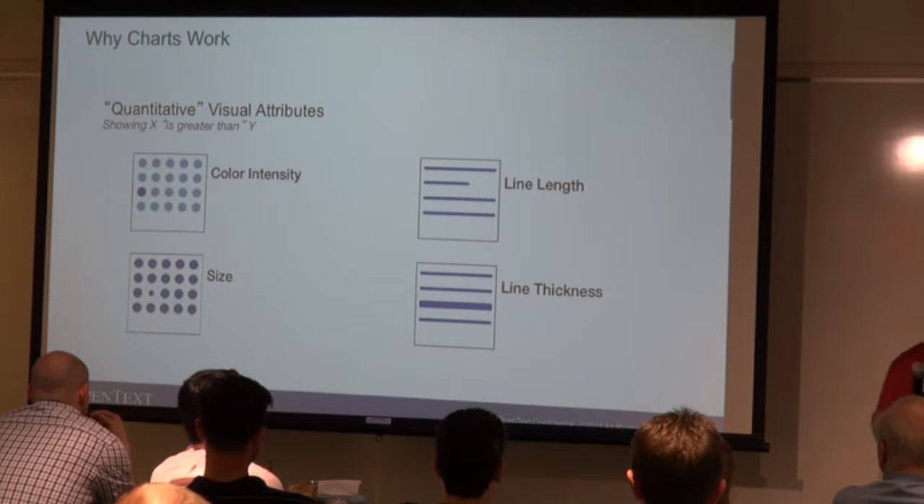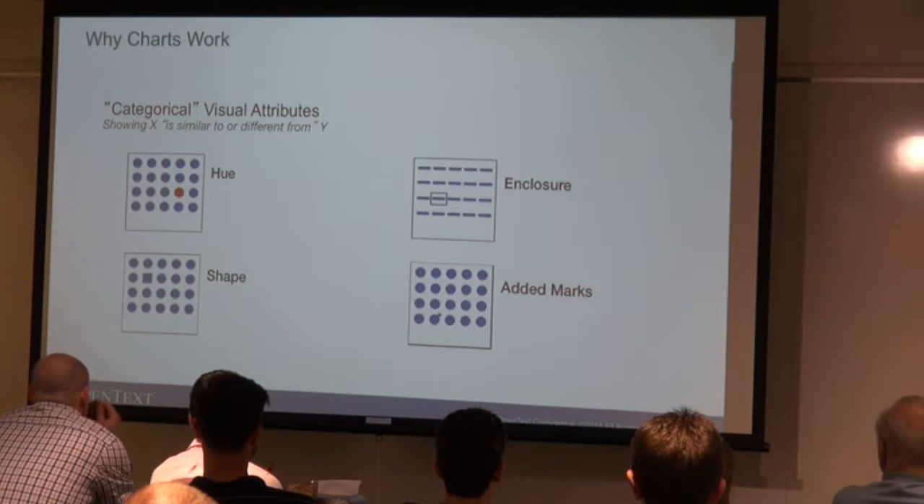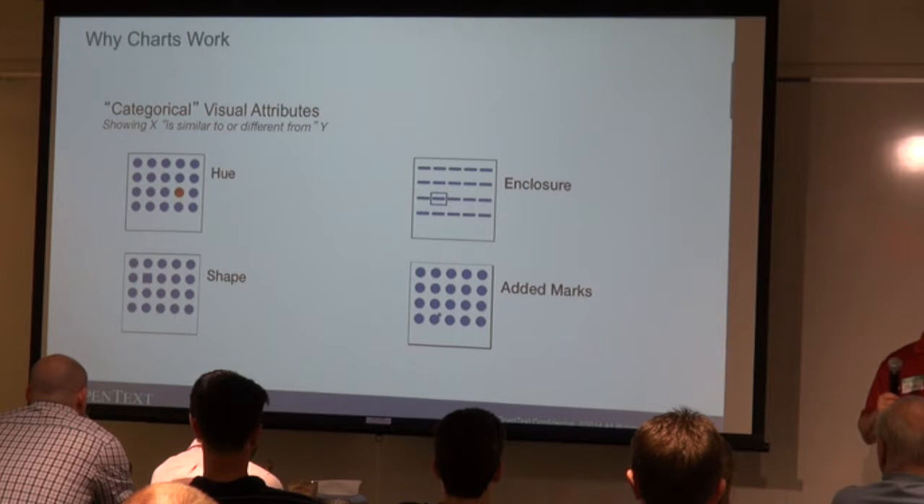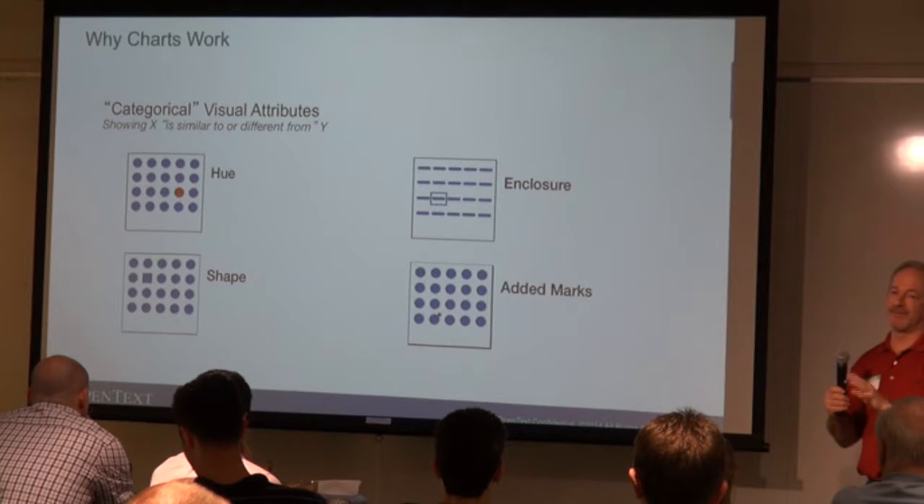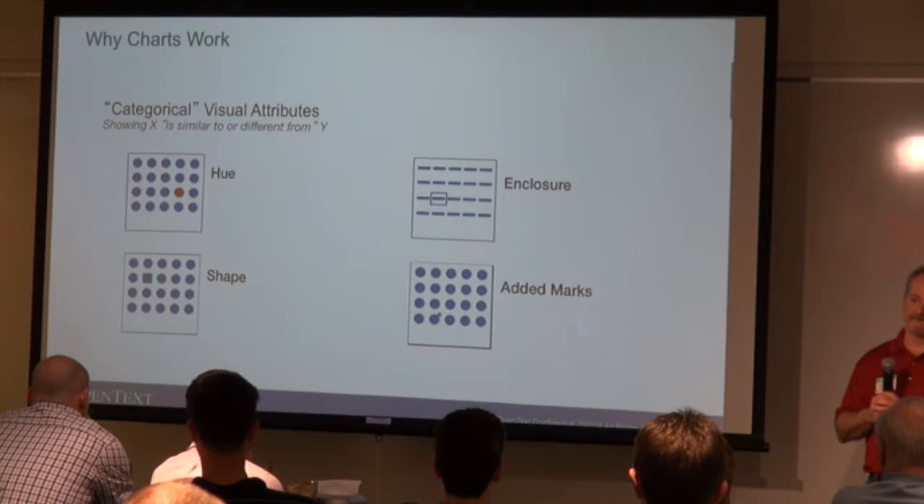So quantitative things could be color intensity, size, line length, line thickness. Those are quantitative, whereas categorical would be things like hue or shape. These are just things that are different. Enclosures or added marks, these are to define something that is different.